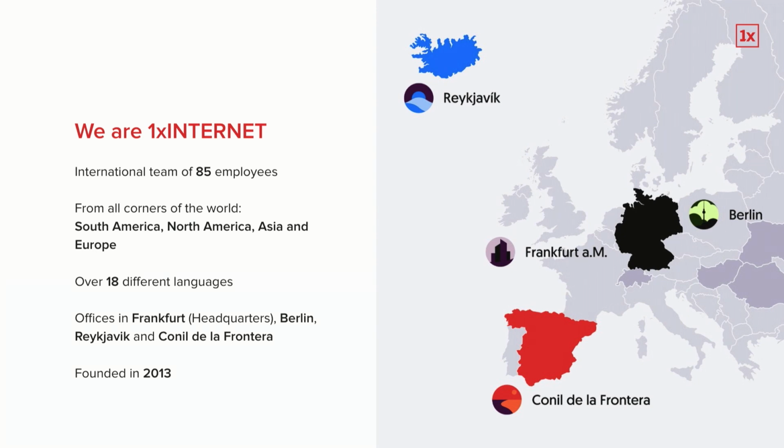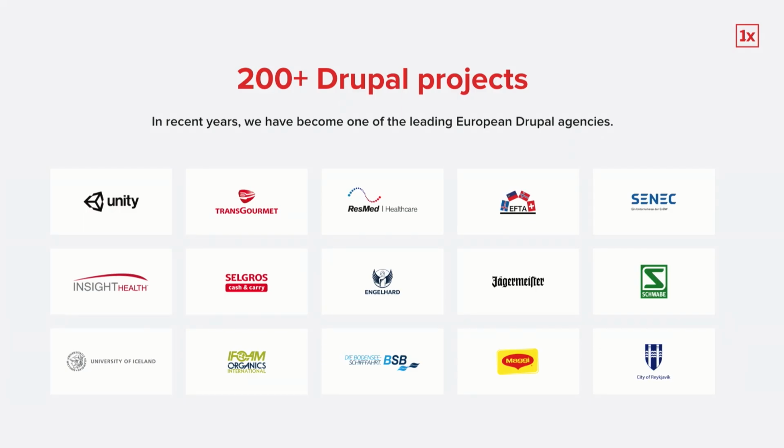We have offices: one office in Berlin, one in southern Spain in Conil, and in Reykjavik as well. You see here the dark spots on the European map. That's where we also have people. But really, we are from everywhere, and we speak all languages. Our corporate language is broken English. We've been doing Drupal and React. These are our weapons of choice, and we've been doing these for a long time.